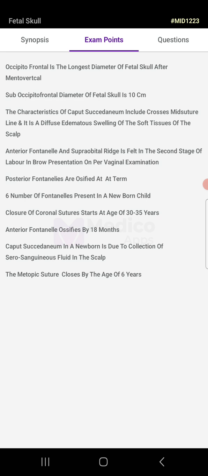Six fontanelles are present in the newborn child. Closure of the coronal suture starts at the age of 30 to 35 years. Anterior fontanelle ossifies by 18 months. Caput succedaneum in the newborn is due to the collection of serosanguineous fluid in the scalp. The metopic suture closes by the age of 6 years.